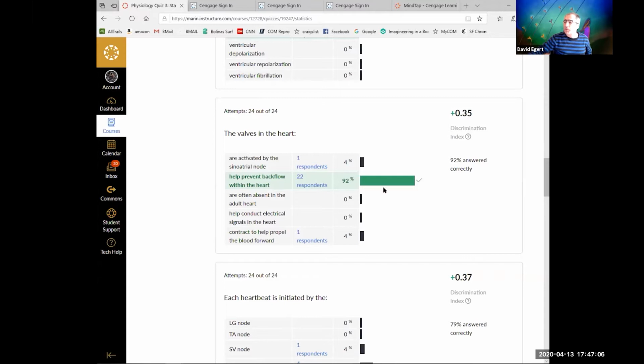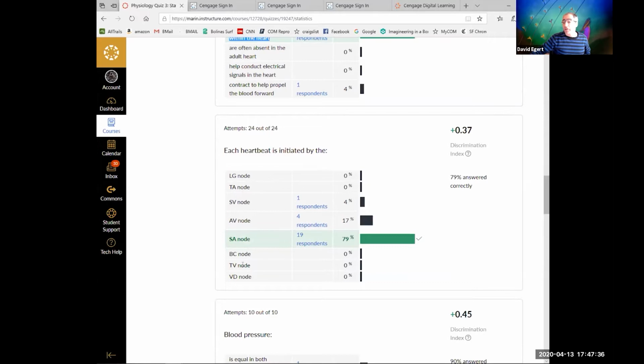Valves. Most people got this; only a couple of people missed. They don't contract to propel the blood. They keep the blood from backflowing as it goes under pressure. When the ventricles are under pressure, the AV valves make sure it doesn't go back up into the atria. When the ventricles are relaxed, the semilunar valves make sure that the blood doesn't backflow from the major arteries.